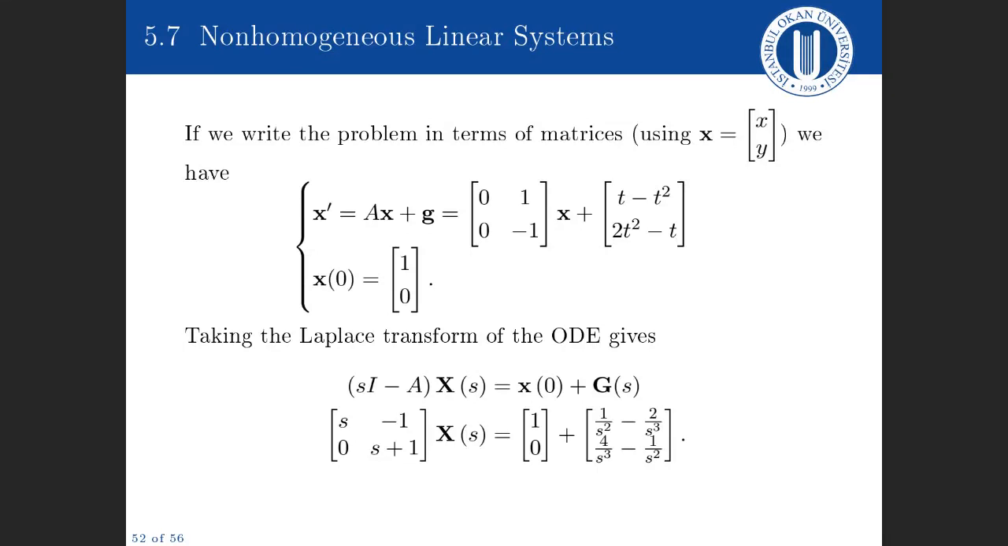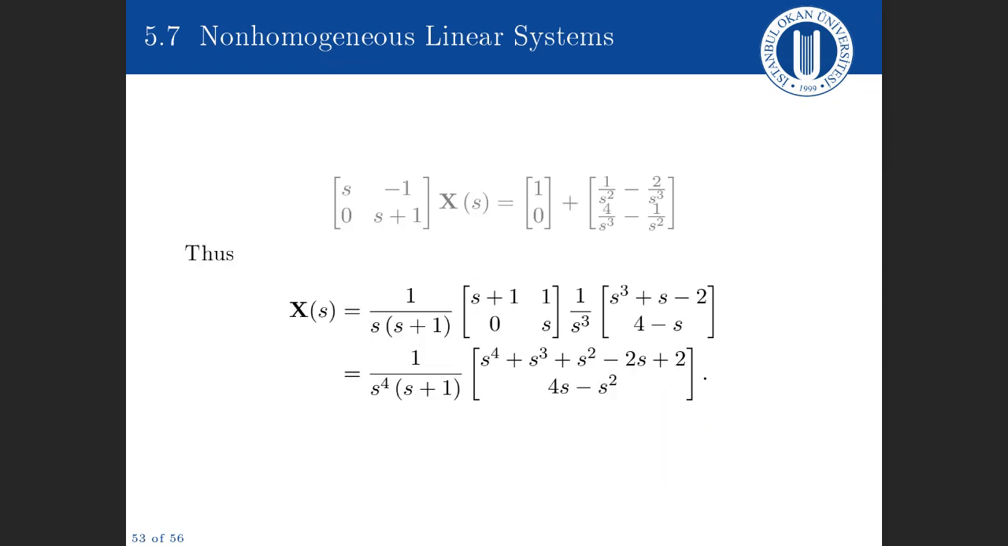The Laplace transform of t is 1 over s squared. The Laplace transform of t squared is 2 over s cubed. So a capital G is this matrix function: (1 over s squared minus 2 over s cubed, 4 over s cubed minus 1 over s squared). So, put these together. (1, 0) plus this vector, we end up with 1 over s cubed multiplied by the vector (s cubed plus s minus 2, 4 minus s). I leave that for you to check.